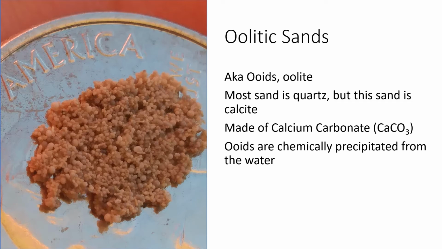You will see that it does not look like a regular beach sand. The grains are very rounded, but they don't look like quartz because they're not quartz. These are what are known as ooids or oolitic sands, and basically they are small chemically precipitated sand grains made of calcite. And so they were precipitated out of the water once the water became saturated in relation to calcite.